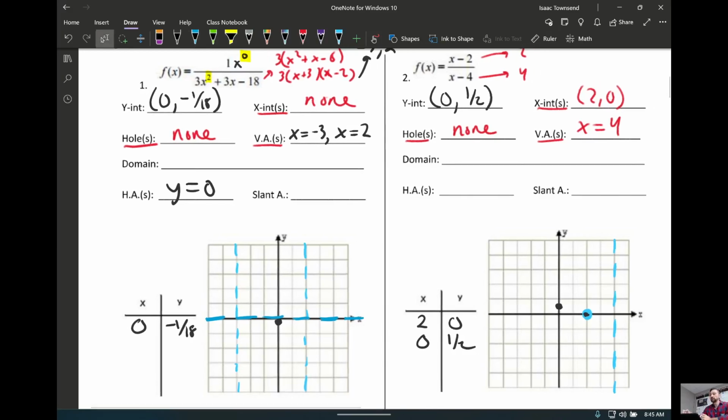Okay, question 2. The degree of the numerator is 1. The degree of the denominator is 1. So when the degrees are equal, your horizontal asymptote is going to be y equals leading coefficient over leading coefficient. So 1 over 1, which is of course 1. So y equals 1 is the horizontal asymptote for the second graph. Graph it as a dashed line too. Horizontal asymptotes are obviously horizontal lines, so their equation should be y equals, not x equals.